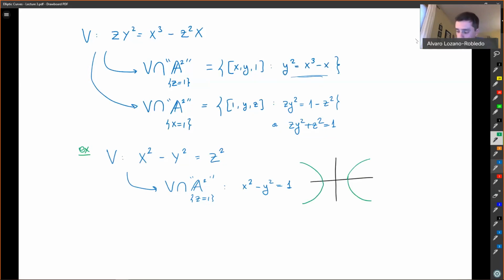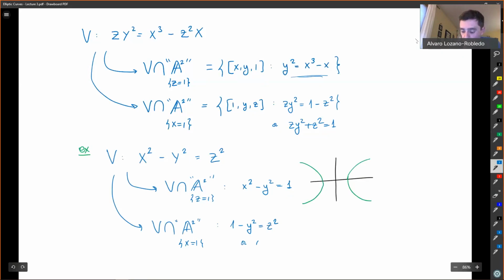But see what happens when we do another affine chart. Which one do I want? x equals 1. With x equals 1, I now get the curve 1 minus y squared equals z squared, which is 1 equals y squared plus z squared. So this was in the xy coordinates, but if I plot this one now in the yz coordinates, it turns out it's a circle.